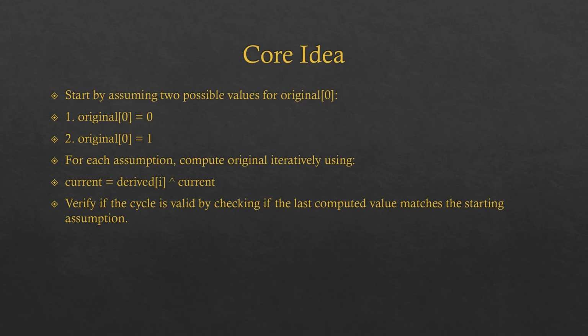Now let's dive into the approach for solving this problem. We begin by assuming two possible values for the first element of the original array, original[0]. Assume original[0] is equal to 0, and assume original[0] is 1. For each assumption, we iteratively calculate the rest of the values in the original array using the XOR operation. Then we check if the computed cycle is valid by verifying if the last value matches the assumption for original[0].